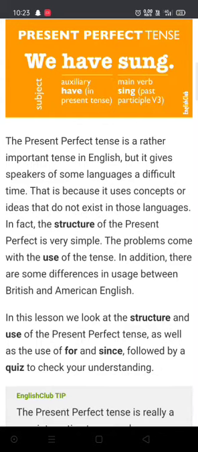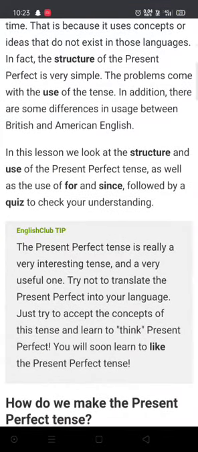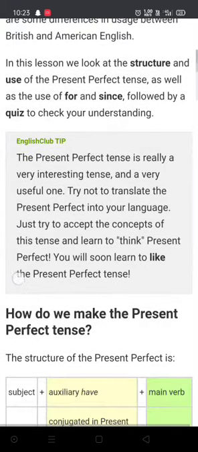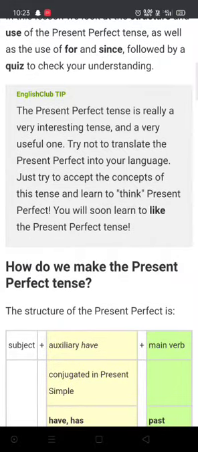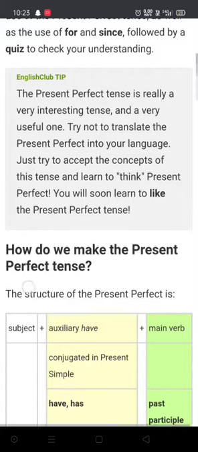So the present perfect tense is really a very interesting tense and a very useful one. Try not to translate the present perfect into your language. Just try to accept the concepts of this tense and learn to think present perfect. You'll soon learn to like the present perfect tense. So this is an extra tip: please don't try to convert the sentence into your own language, but that I think truly depends upon the person who is studying.